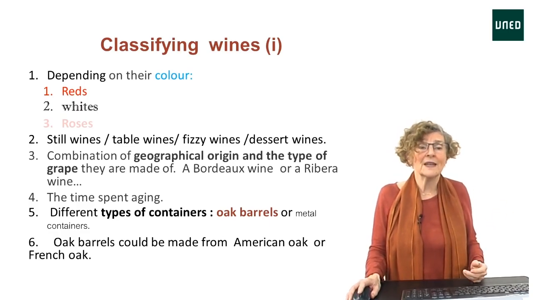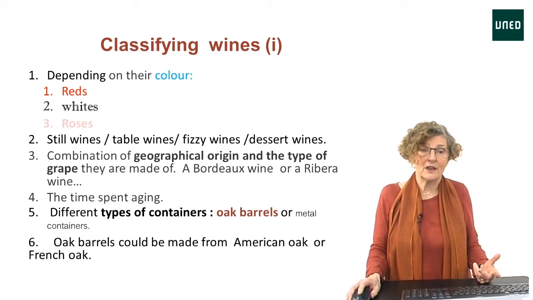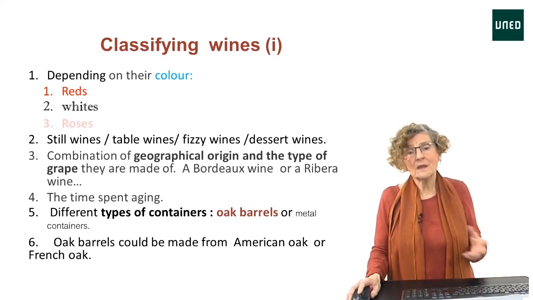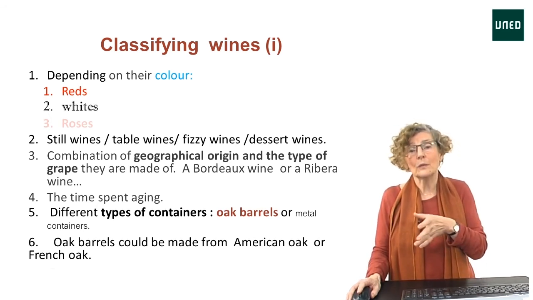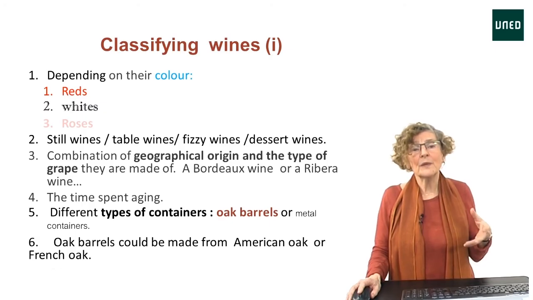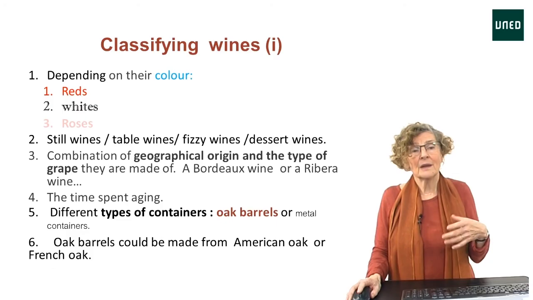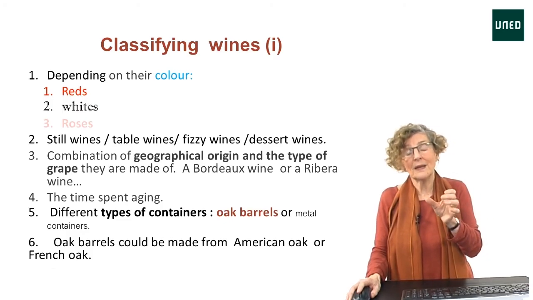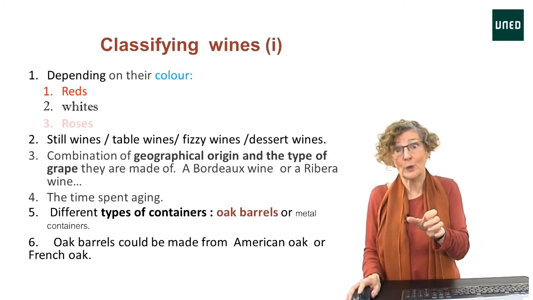Another very important factor used to classify wines has to do with the type of containers where the wine is put to age and the amount of time they have spent aging. This container, and we'll see more about that later, could be made from wood or metal. Wooden barrels could be made using American oak or French oak. And the contact with the different types of oak affects its organoleptic characteristics. This is another difficult word that you should learn, organoleptic.